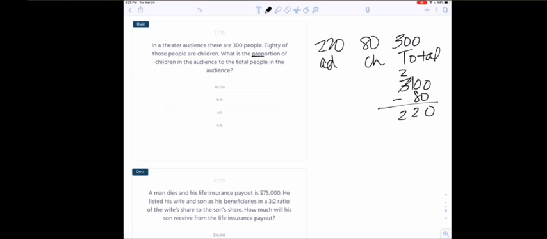Okay? But the question is asking us for the proportion of children to total people. So we don't really care about adults right now. We're just focusing on 80 to 300.